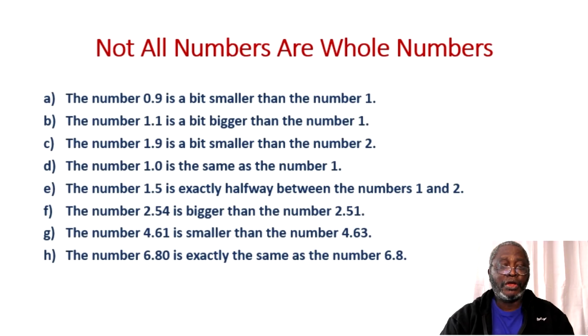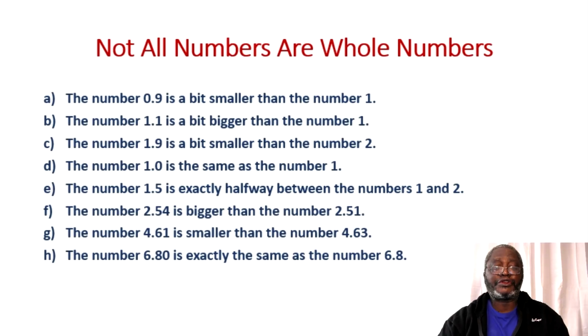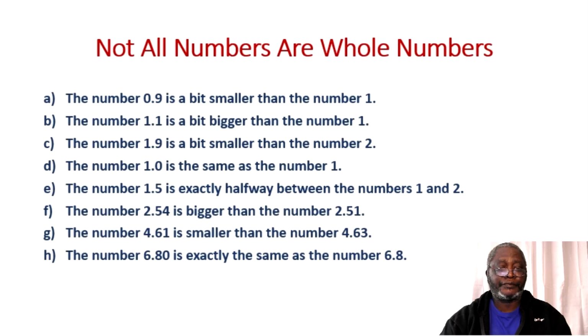E. The number 1.5 is exactly half between the number 1 and 2. This is interesting. How do we know that? Simple. 1 plus 2 is 3. And 1.5 is half of 3. The number 2.54 is bigger than the number 2.51. The number 4.61 is smaller than the number 4.63. The number 6.80 is exactly the same as the number 6.8.